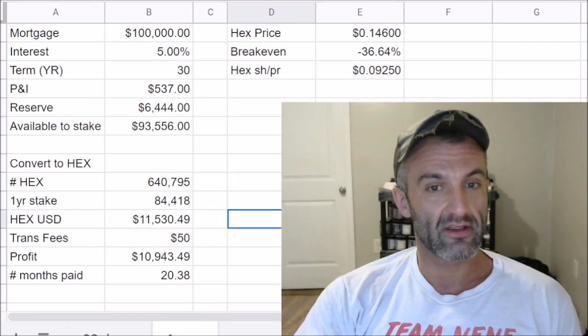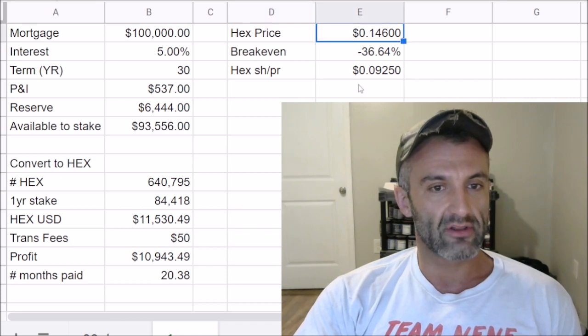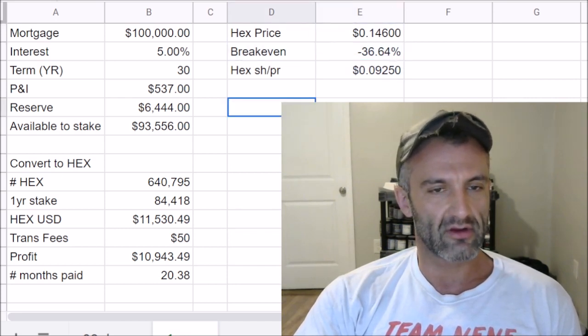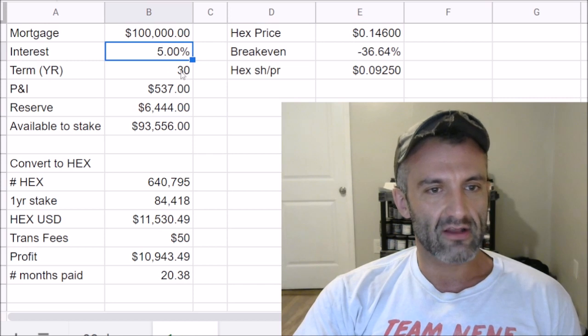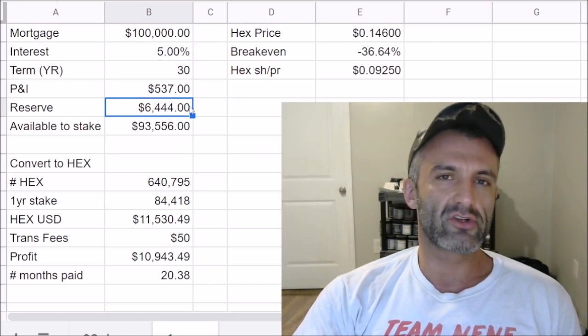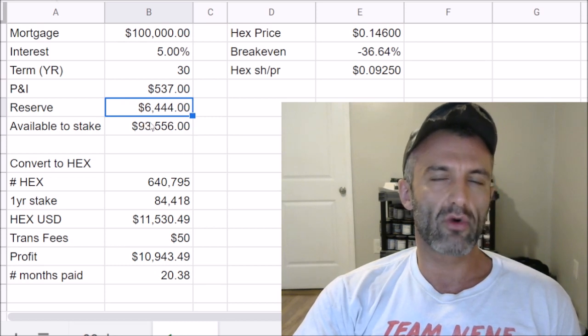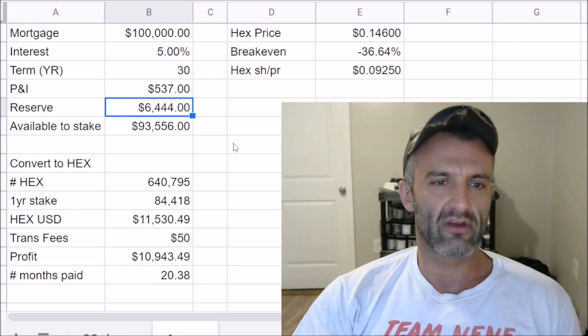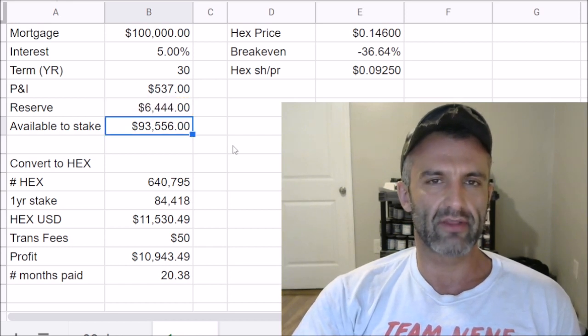So same idea here, right? HEX price is currently this. I just left this break even in here. $100,000, 5%, 30 years, payment same amount. But look, what if we put a reserve? What if we had a $6,444 reserve for the first 12 months? That's all that is. That's just the next 12 months.